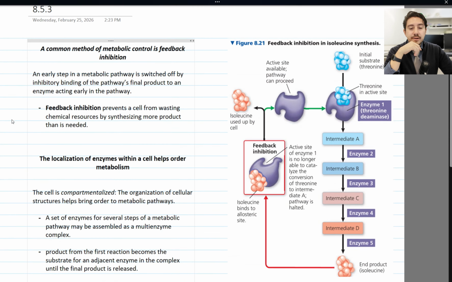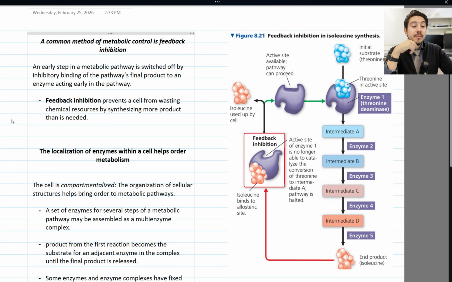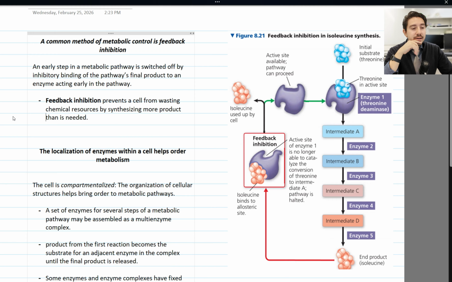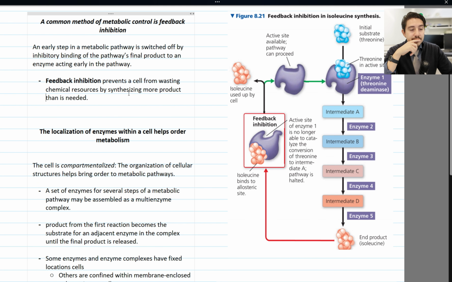Okay, last part here is a common method for metabolic control. You see this a lot. We're going to see this a lot later down in negative feedback and homeostasis. A common method of metabolic control is feedback inhibition. So an early step in metabolic pathways is switched off by inhibitory binding of the pathway's final product to an enzyme acting early in the pathway.